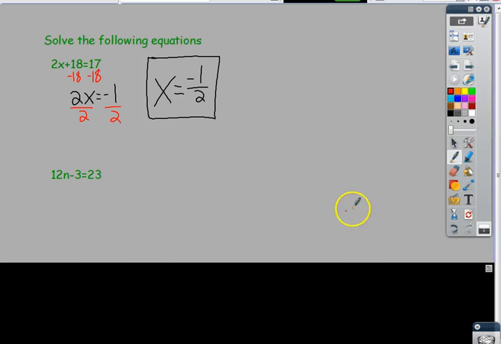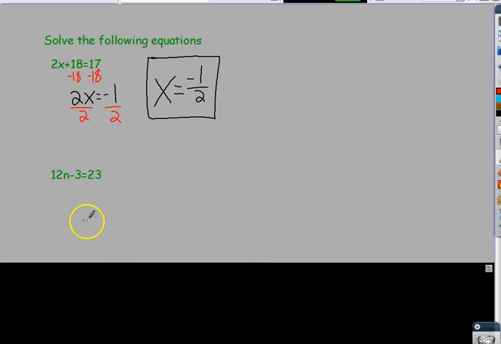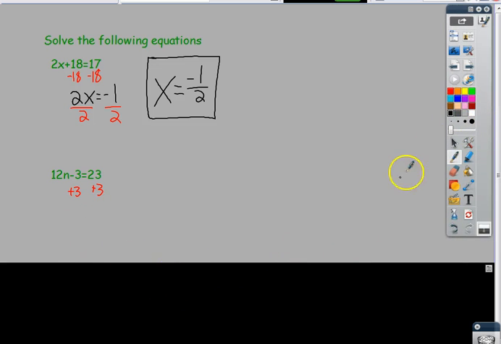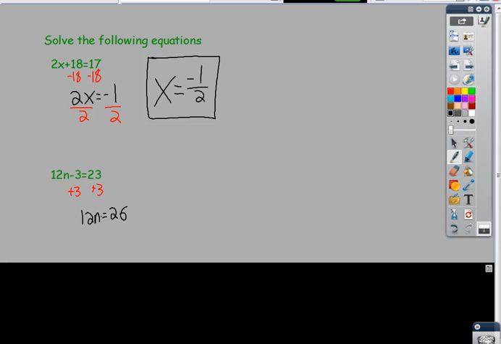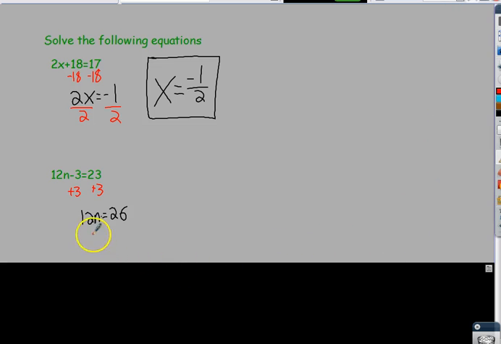So, the second problem, how do I solve that? Well, I'm simply going to add 3 to both sides. It said -3 first, so I'm going to add 3. Now, again, it's order of operations in reverse. So then I get 12n equal to 26. Now, how do I deal with that 12? Well, I'm going to go ahead and divide both sides by 12. That is very important for all of us.